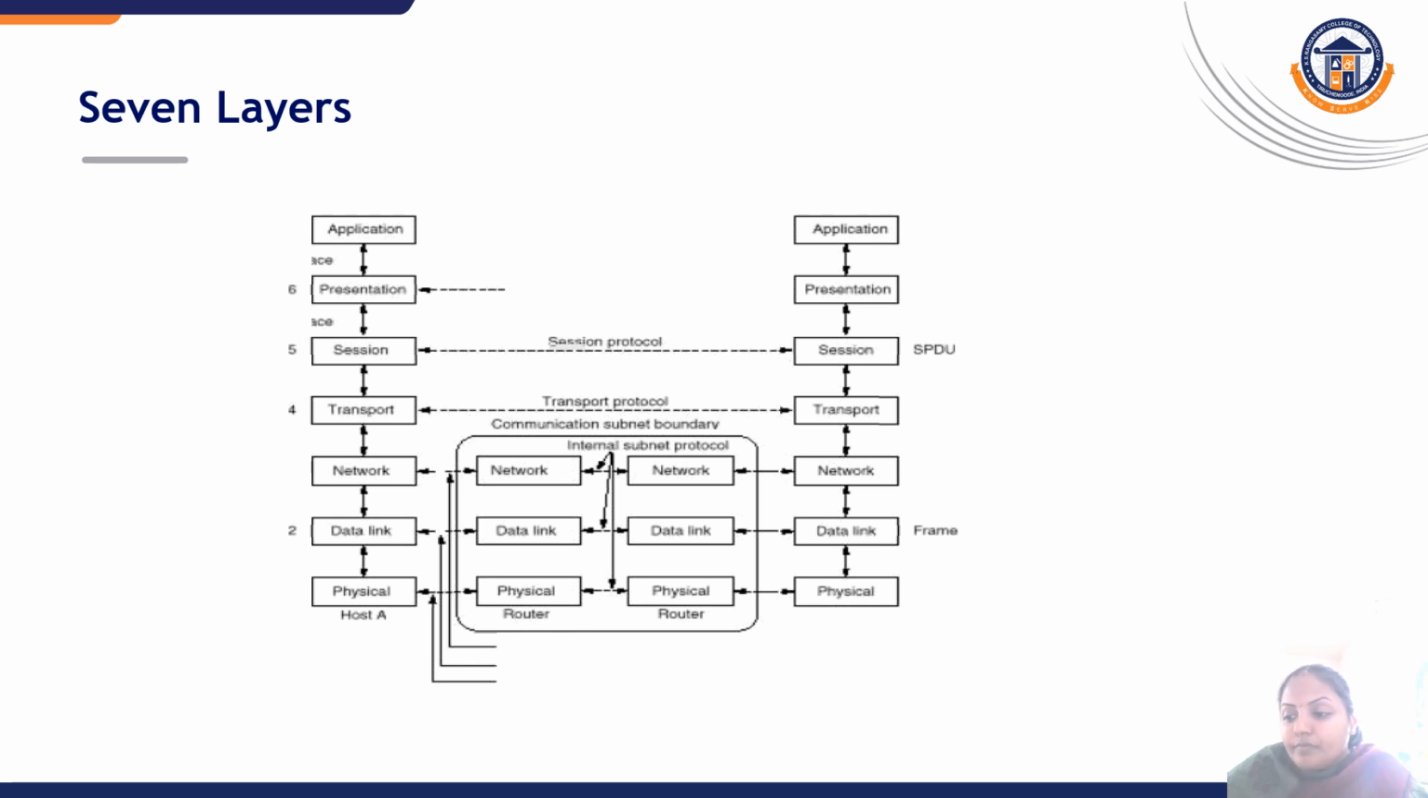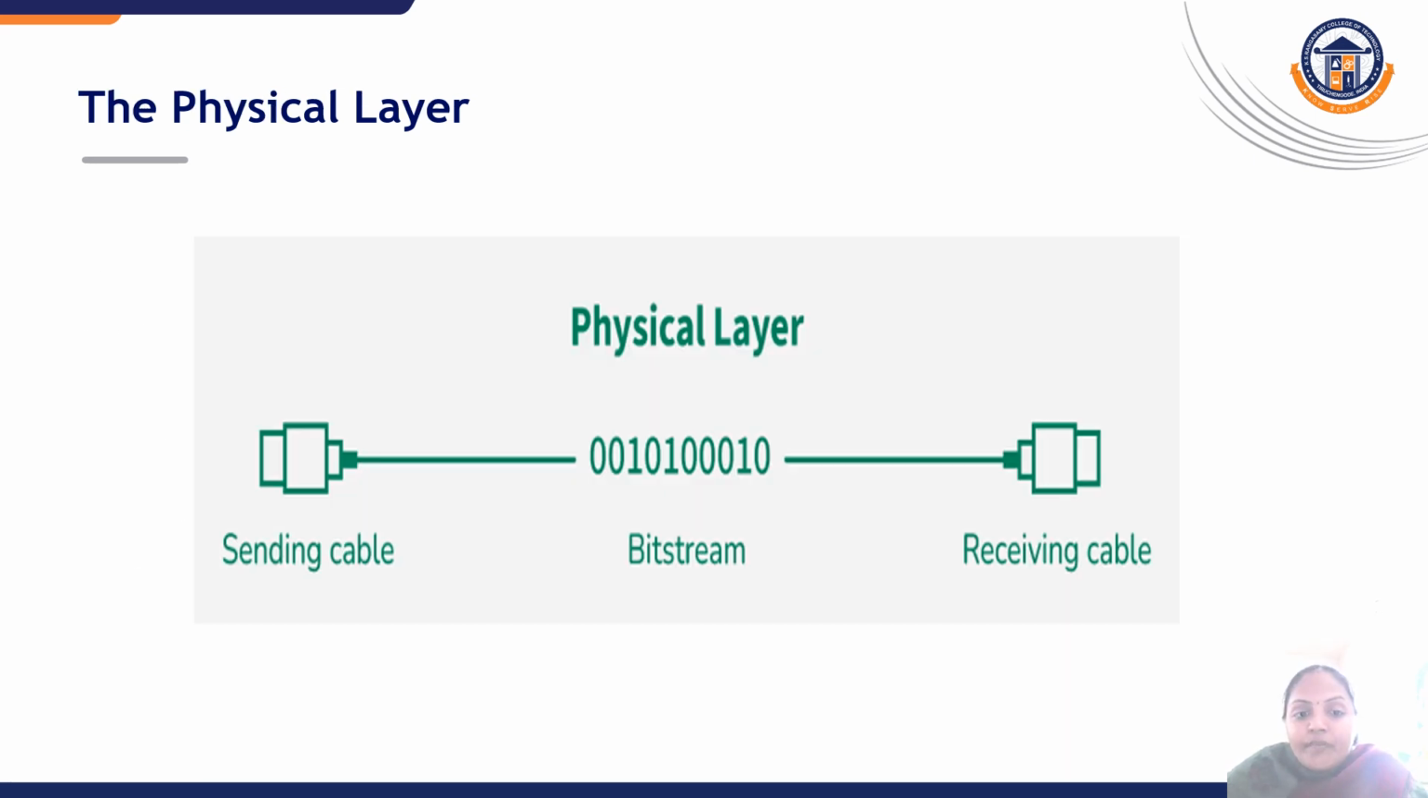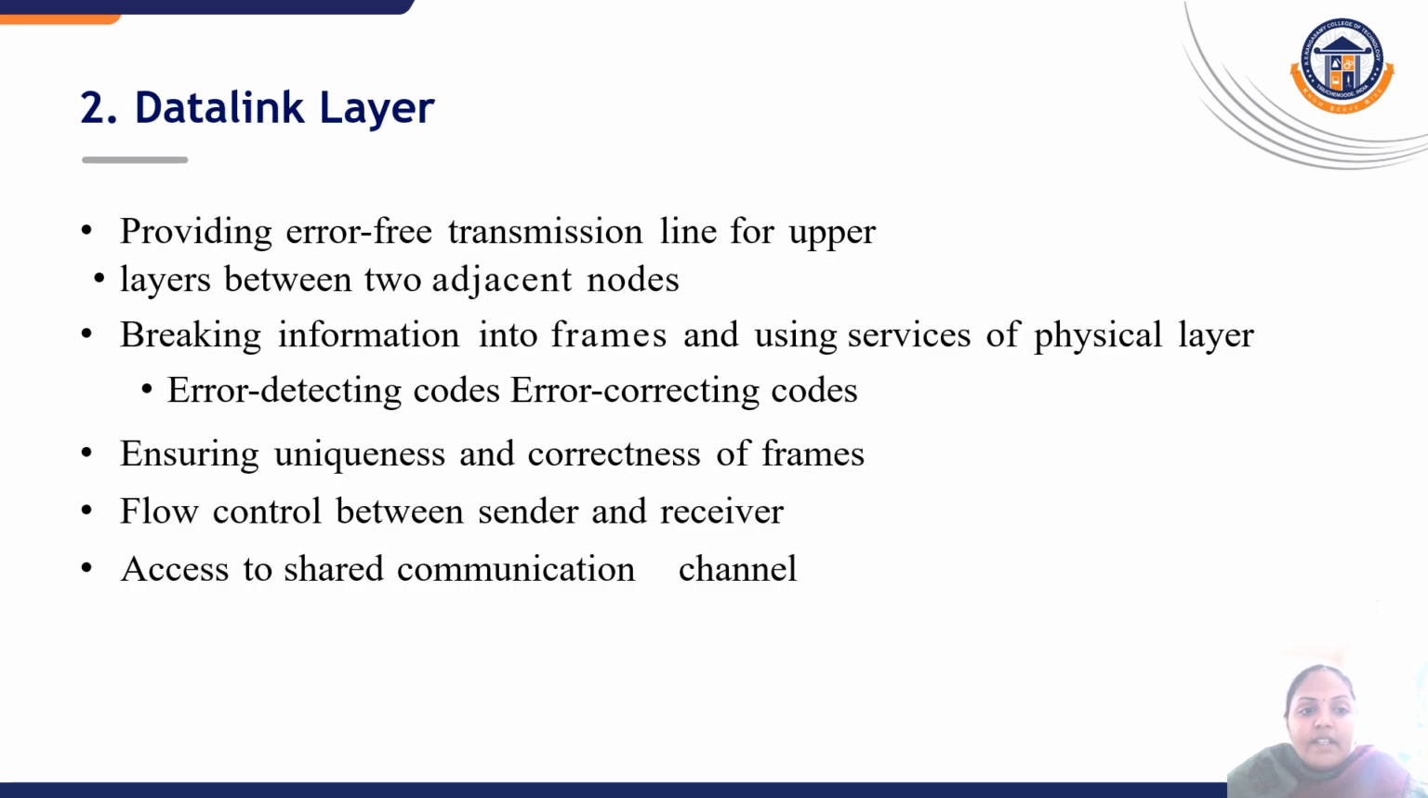Let's break down from the bottom up. The first layer is physical layer. This is the lowest layer of the OSI model. This is what the picture explained, with streaming and sending cable, then receiving the cable, that is in the physical layer. The second layer is data link layer.